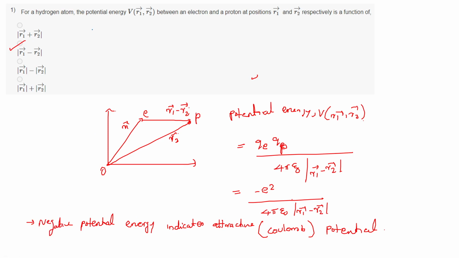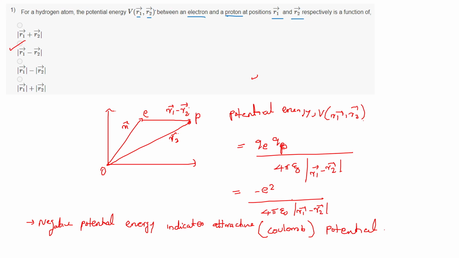So I will explain it once again. For a hydrogen atom, the potential energy, which is V of R1 R2, depends on two position vectors of the electron as well as the proton. So the position vectors we can represent as R1 and R2, where R1 corresponds to the electron and R2 corresponds to the proton respectively.